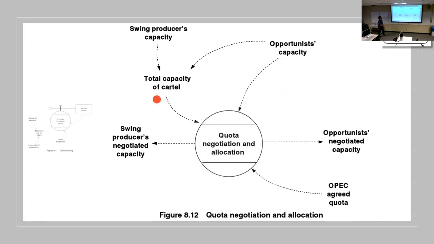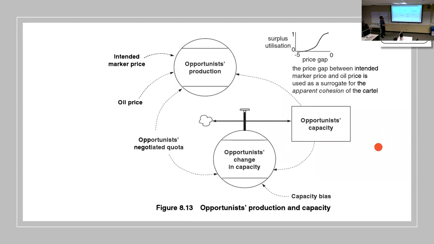So playing with this part, which is actually deciding the balance of this quota across OPEC, can change how rapidly you get into that punitive mode. And then the last thing we have to deal with is the cheating.